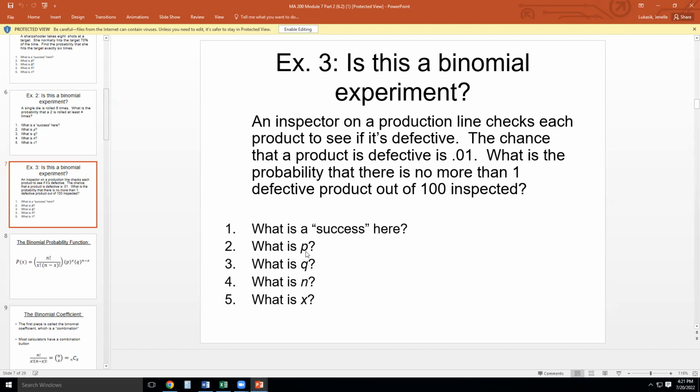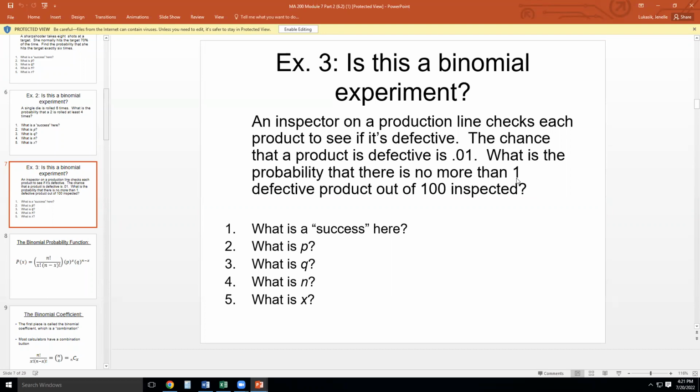So what's the probability of finding a defective product? 0.01. What's the opposite of that? It would be 0.99, but we don't need that in Excel. How many trials are we doing? Well, each product that we check is a trial. So that would be 100. And then how many successes do we want? No more than 1. So let's talk about that for a minute.